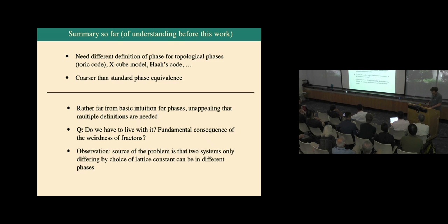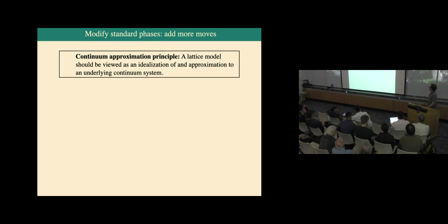Thanks. Okay. So the approach that I want to take is to go back to the definition of standard phases and modify it by adding more phase equivalence moves, but I don't want to do this in a way that depends on the system I'm considering. Instead, I want to appeal to something which I'll call the continuum approximation principle, which I think is an important idea underlying lattice models that it's good for us to remember.